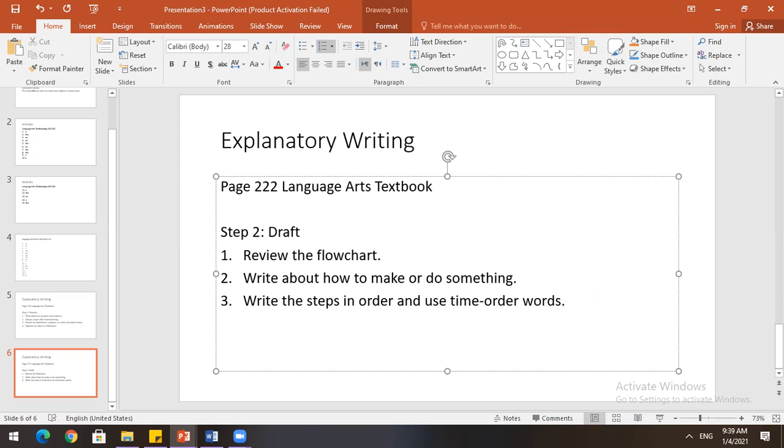Then tell the outcome in the conclusion. So make it clear for your readers. If you follow these steps, you will be able to make this and why.